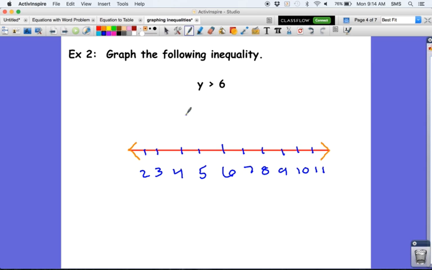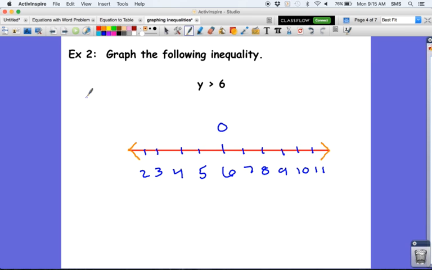I'm at 6. So now I need to determine if I'd use an open or a closed circle. So because my symbol is greater than, I'm going to use an open circle on the number in my inequality, which is 6. And now from here, I need to determine when y is greater than 6, because the alligator is going to eat the y, which means the y has to be bigger than 6. I need to figure out which of these numbers are bigger than 6.